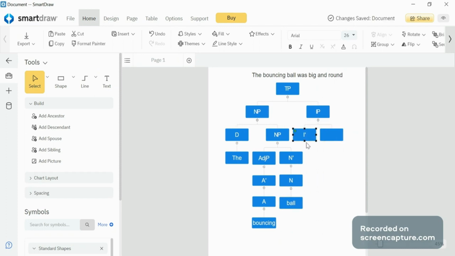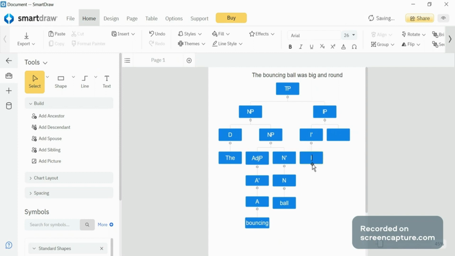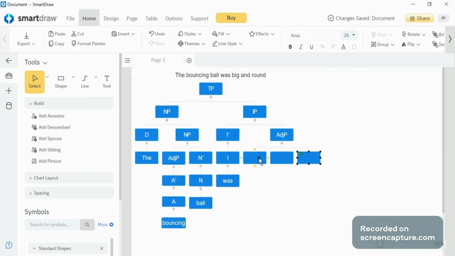Now let's move to the inflectional phrase. Inflectional phrase splits into I bar and adjective phrase. The I bar splits into I. The adjective phrase further splits into A bar, a conjunction, and another A bar. The first A bar splits into A. The conjunction splits into and, and the second A bar splits into A.